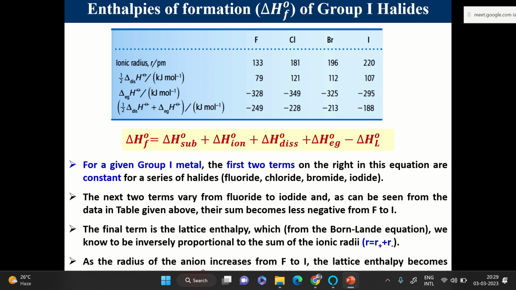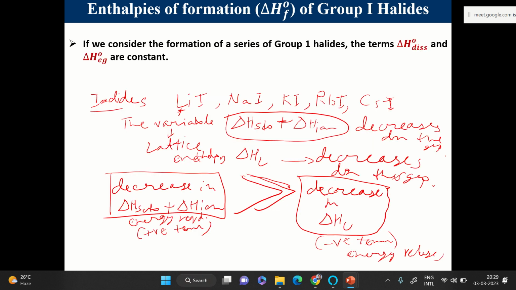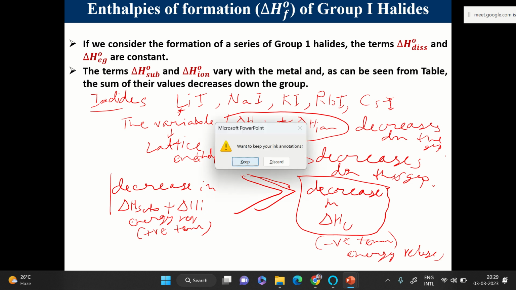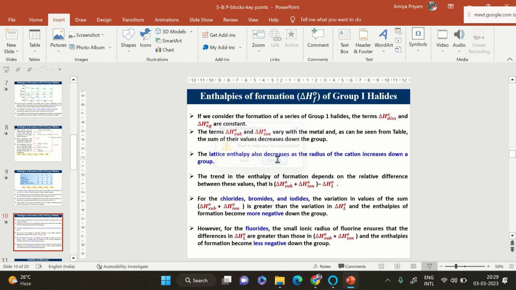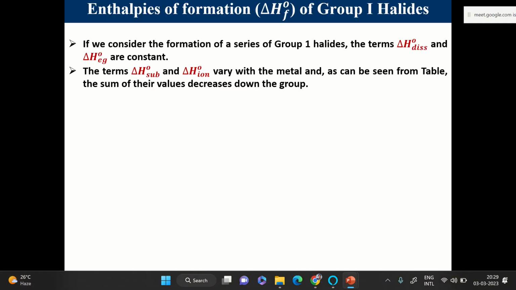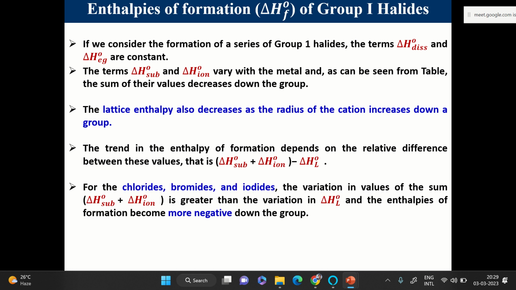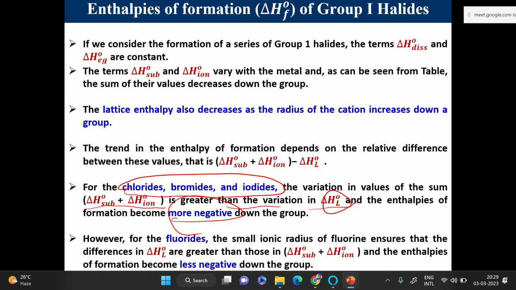Discard all these things that I had written. So this was the trend that has been observed for these cations. For all chlorides, bromides, iodides, this change is greater than the variation in delta H lattice. So this becomes more negative down the group.